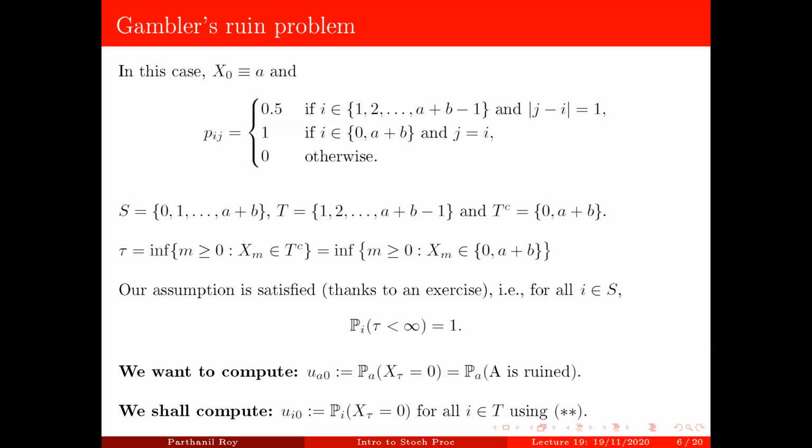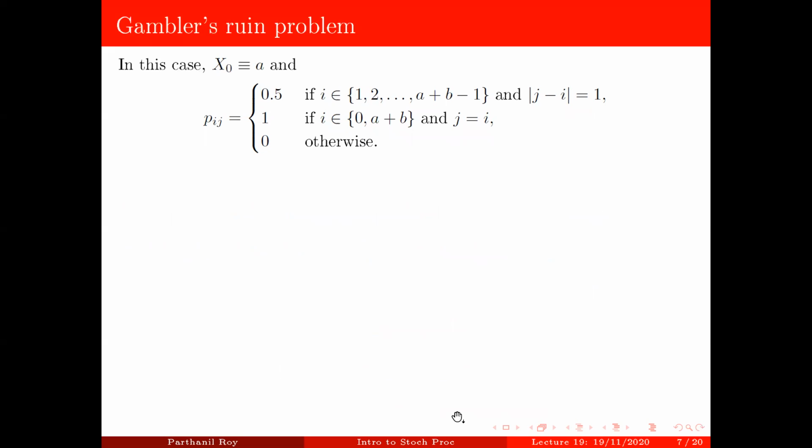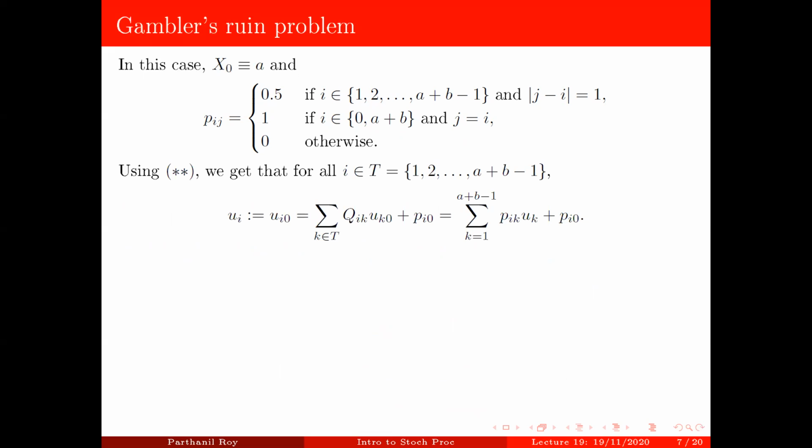What we will actually compute is, starting from any i, what is the chance that A gets ruined. We'll compute that, and in particular, putting i equal to A, we're going to get the answer to the question. And in order to compute these Ui0, we are actually going to use star-star. So let's now try to see what star-star gives us. If you look at star-star, this just gives you that for every i in T, and T in this case is 1 to A plus B minus 1, Ui0, by the way, we are only interested in Ui0. We don't care about the other ones. So let's just worry about Ui0.